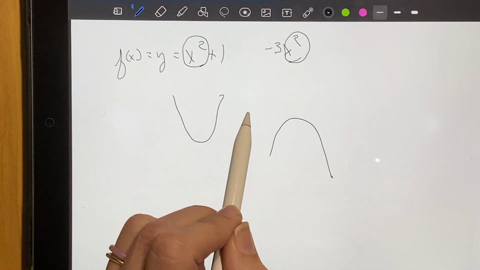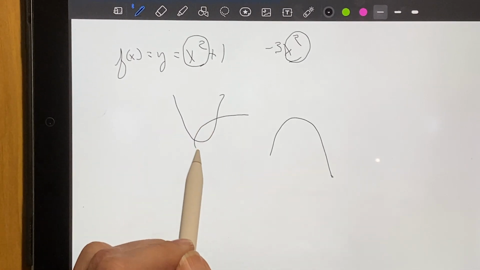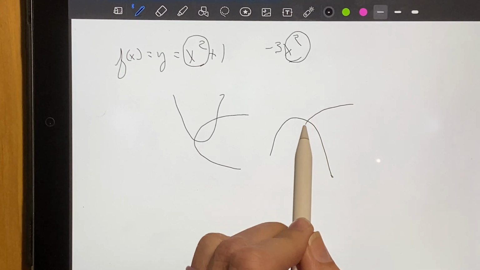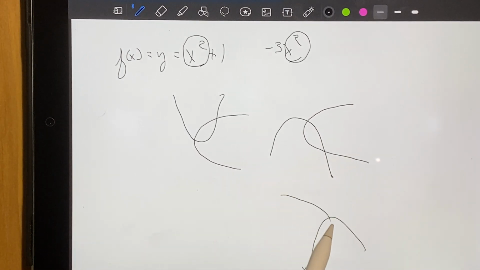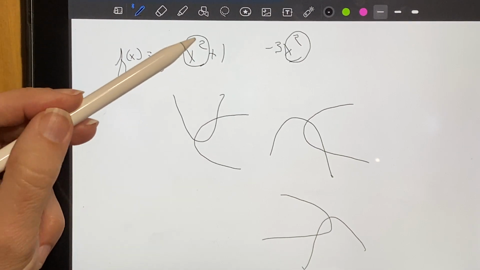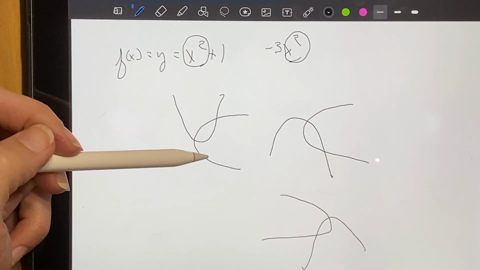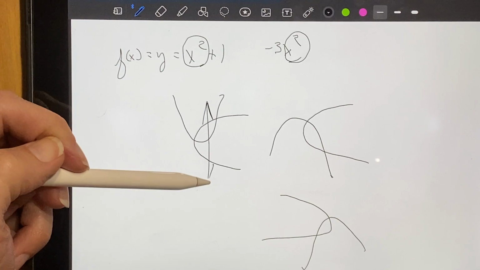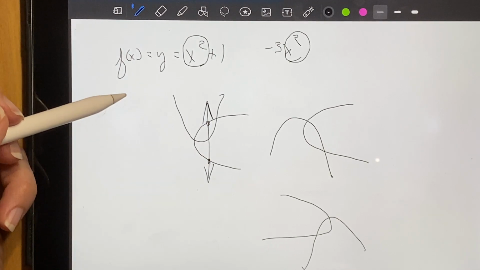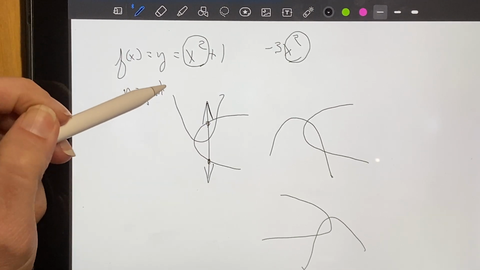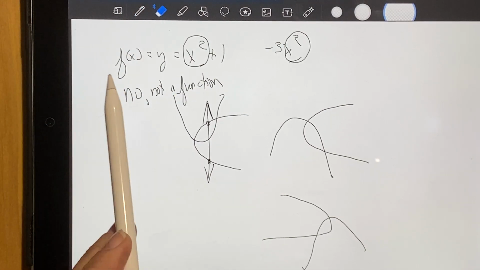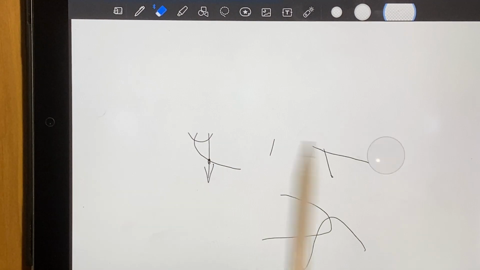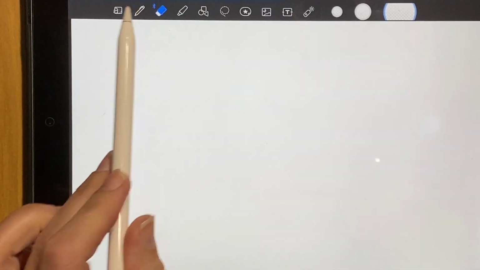When we inverse a parabola, it's going to be a horizontal parabola every single time. Either that way, actually this one would face that way. So when we inverse a parabola, it's not a function because it's hitting in multiple places. So you would say no, not a function. And again, you are welcome to use Desmos to graph these so that you can see the difference.